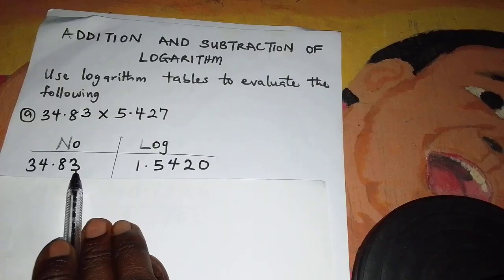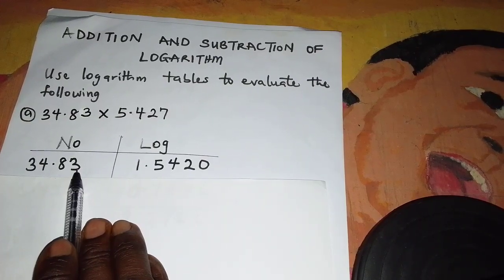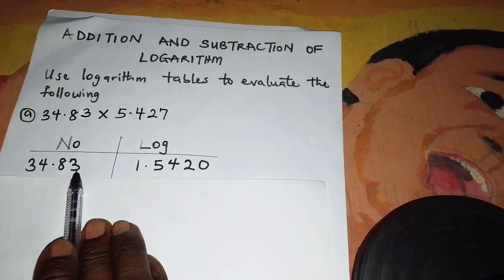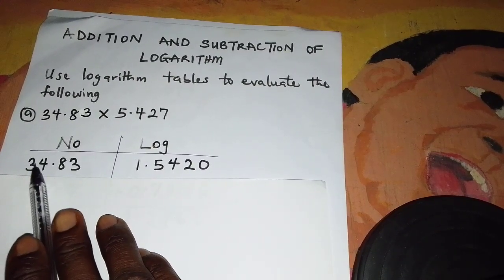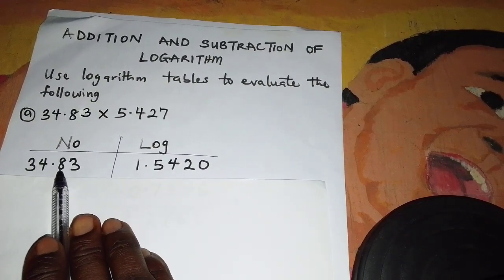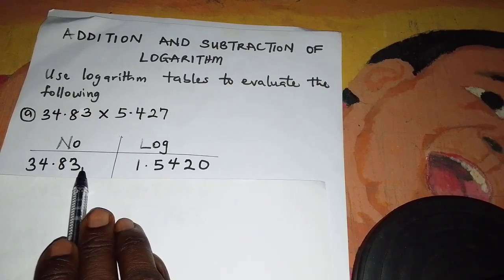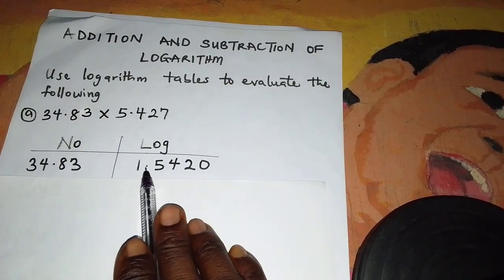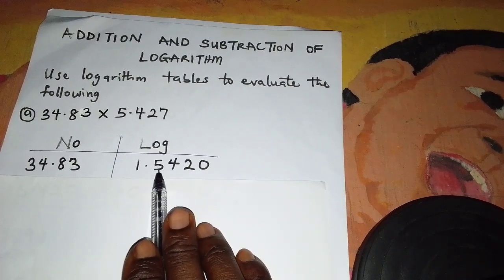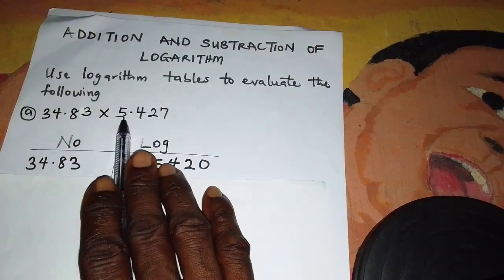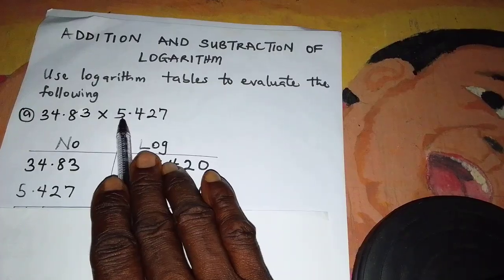If you are still having problem with finding the logarithm of a number, make sure you download the previous lesson so that you'll be able to understand how to find the logarithm of a number. So look for the logarithm of 34 under 8, difference of 3. So that should now give you 1.5420.